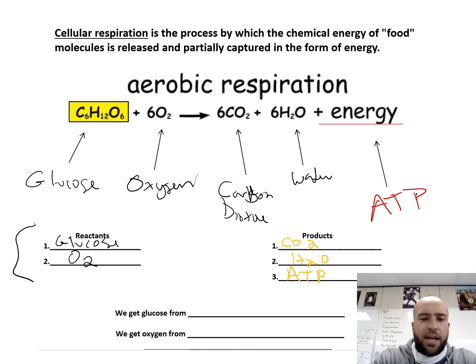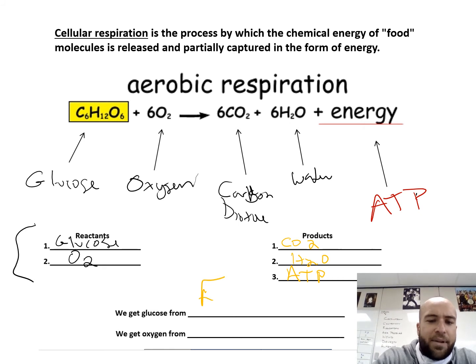All right, so finishing this slide. Where do we get glucose from? The food we eat, my friends. And where do we get oxygen? Well, that's the air we breathe.